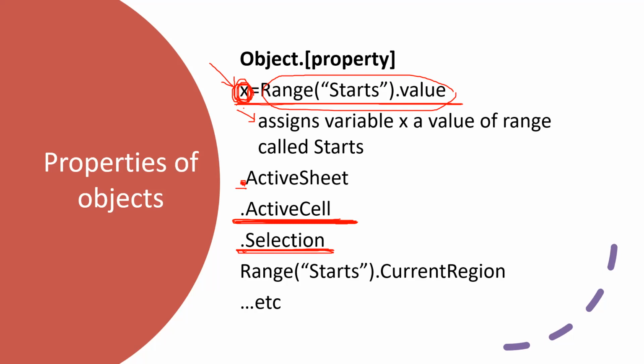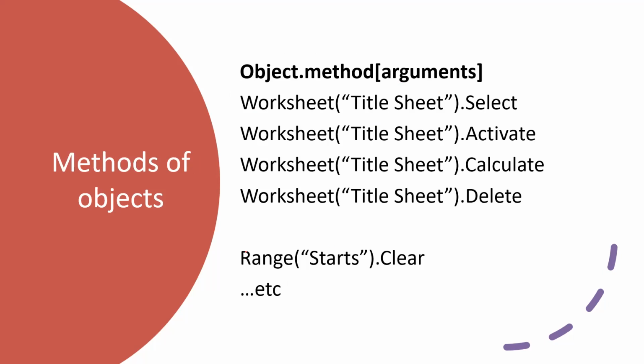Also, we can identify a region using the range dot. The name of the range is start and current region, etc. Now I will discuss another important thing called methods. A method is something we can do. You have to remember only these two important points.